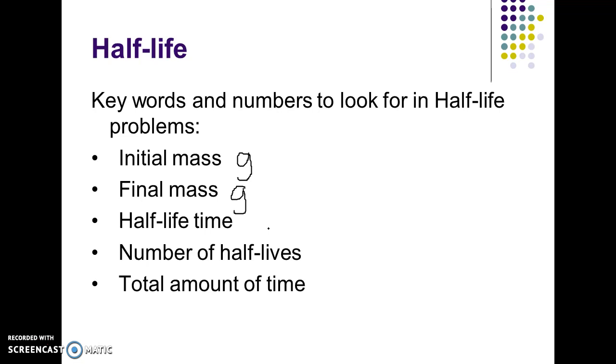We're also looking for the time it takes for one half-life to occur. Since this is a unit of measurement for time, this could be in minutes, it could be in seconds, it can be in years, days, months, any unit of time. We're also going to look for the total amount of time it takes for the experiment to occur. Again, this unit of measurement can be seconds, minutes, days, years, months, whatever the question calls for.